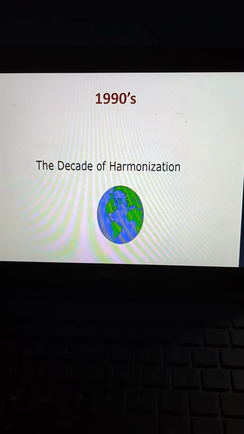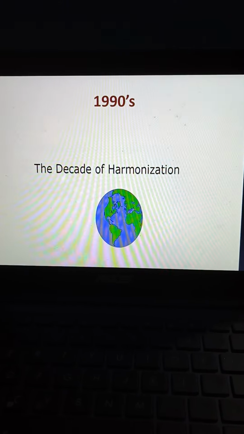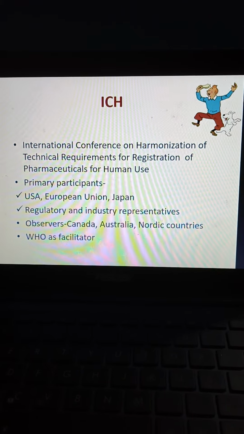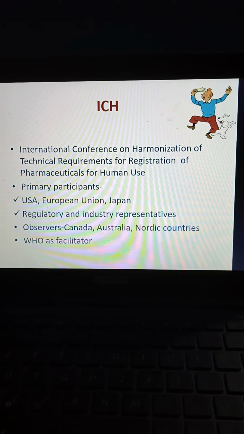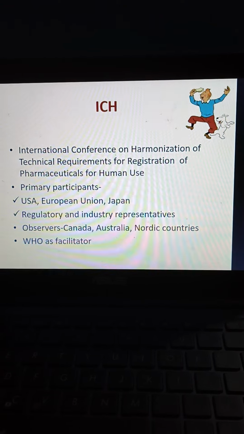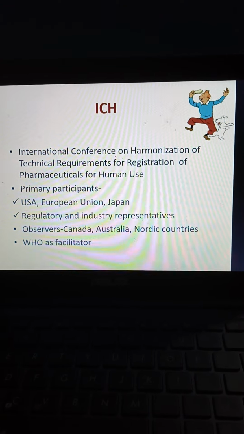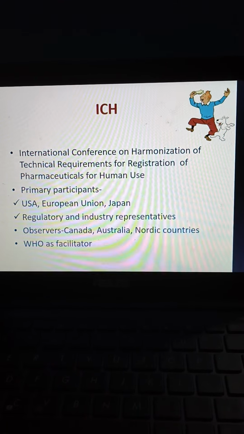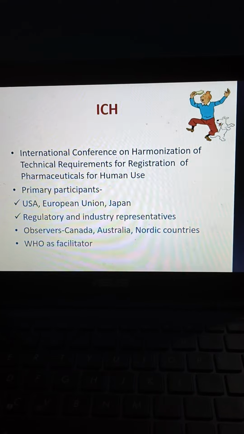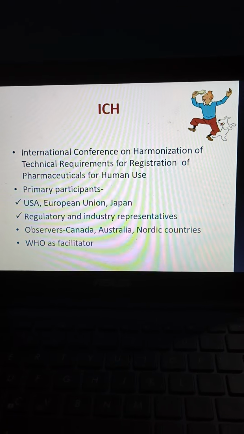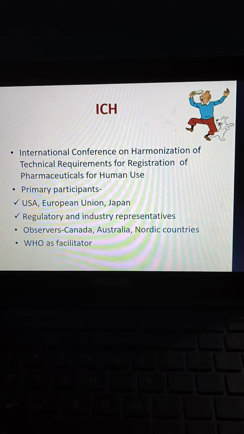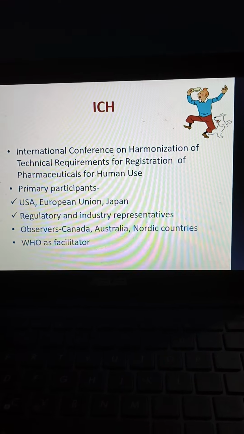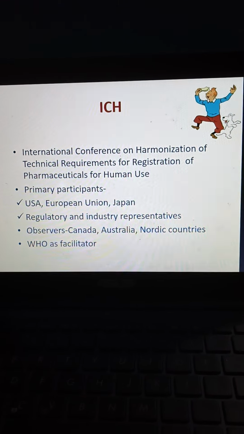Then in the 1990s, the decade of harmonization. Then ICH, International Conference on Harmonization of Technical Requirements for Registration of Pharmaceuticals for Human Use. Primary participants: USA, European Union, Japan, regulatory and industry representatives; observers: Canada, Australia, Nordic countries; WHO as facilitator.